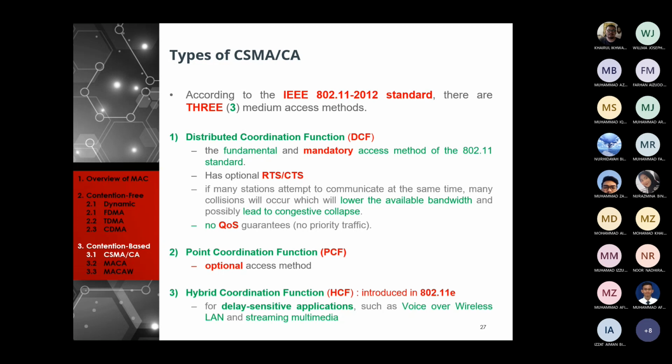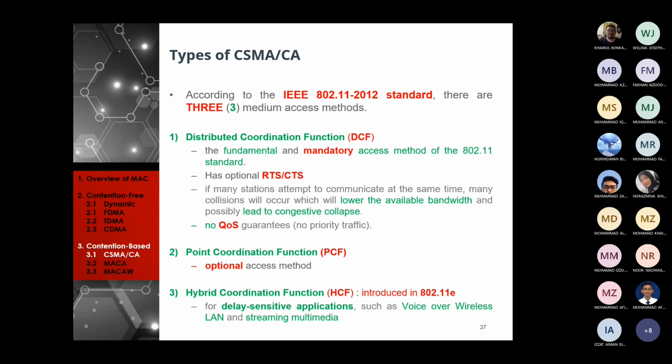Okay, so continue on types of CSMA/CA according to the 802.11 2002 standard. There are 3 medium access control. So ada DCF, PCF and HCF. DCF is distributed coordination function. The fundamental and mandatory access method of the 802.11 standard has optional RTS, CTS. If many stations attempt to communicate at the same time, many collisions will occur, which will lower the available bandwidth and possibly lead to congestive collapse. So no QoS guarantees ataupun no priority traffic.